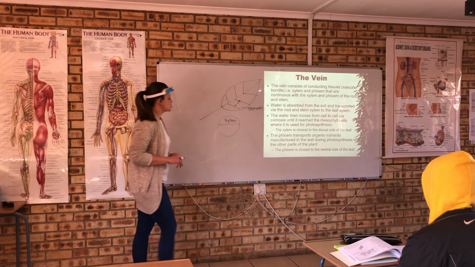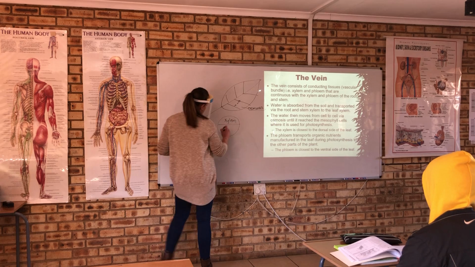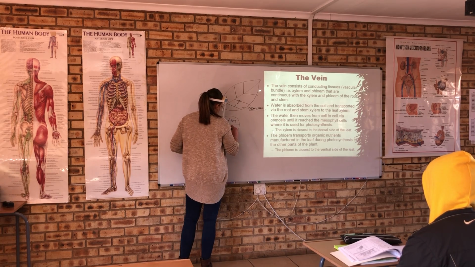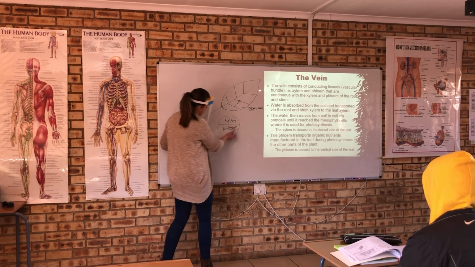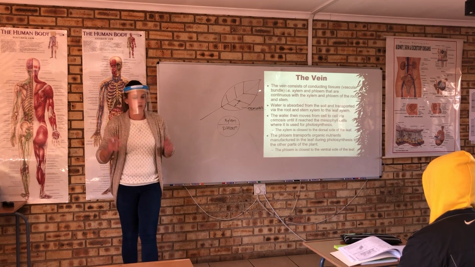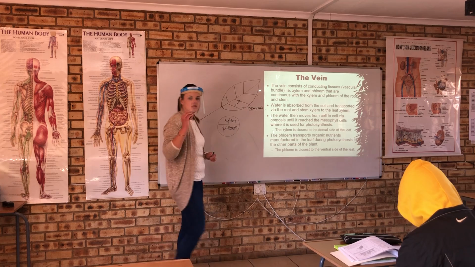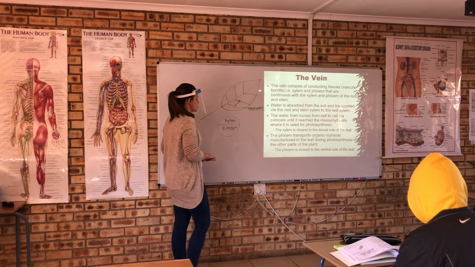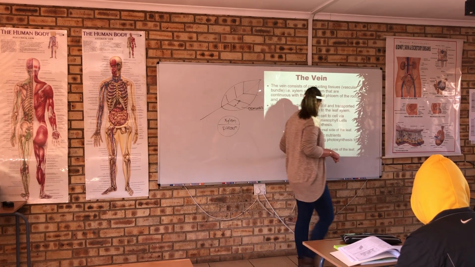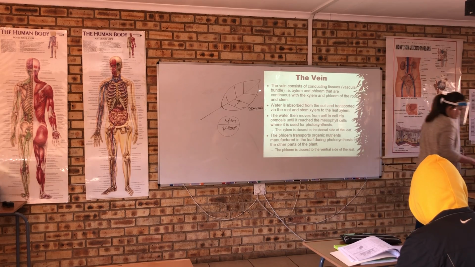The phloem transports organic nutrients. And so in this vascular bundle, we have xylem at the top, and we will have phloem on the ventral side, okay, on the lower surface. Phloem will transport organic nutrients manufactured in the leaf during photosynthesis to other parts of the plant. The phloem is closest to the ventral side of the leaf.